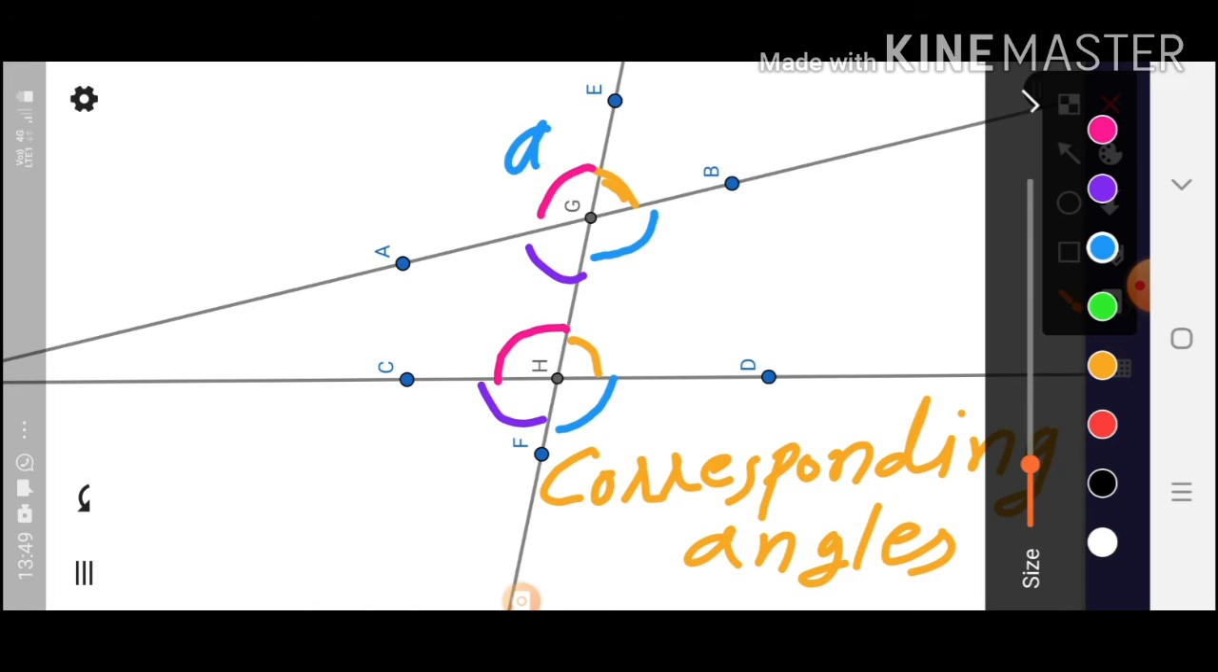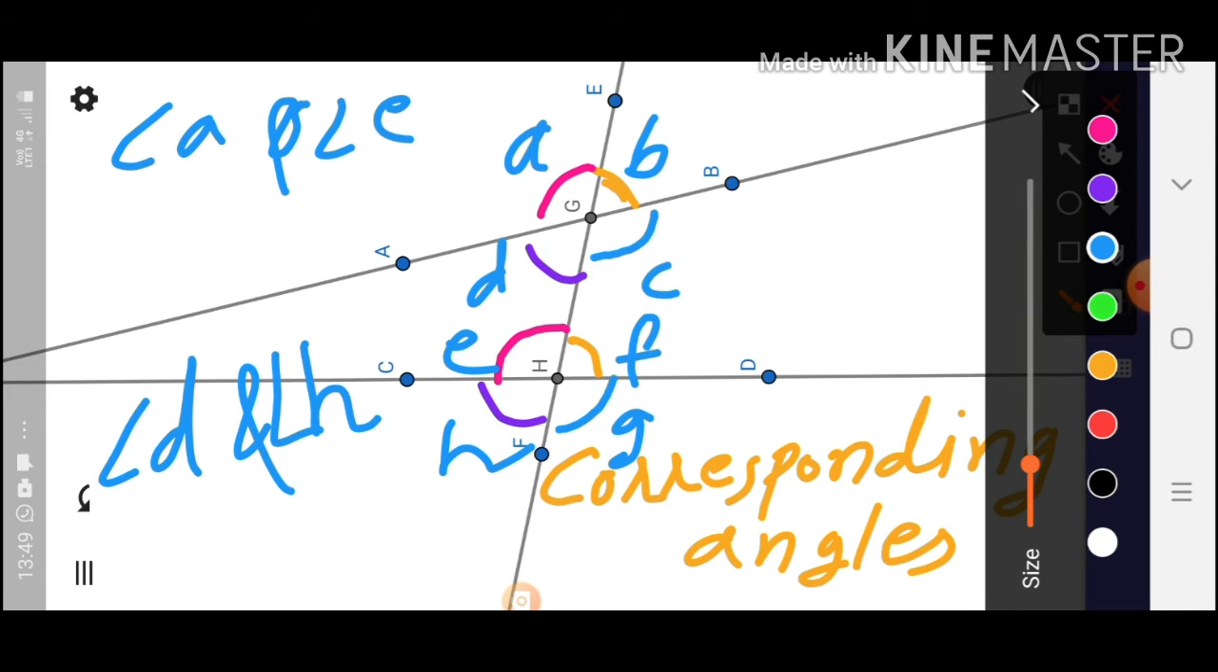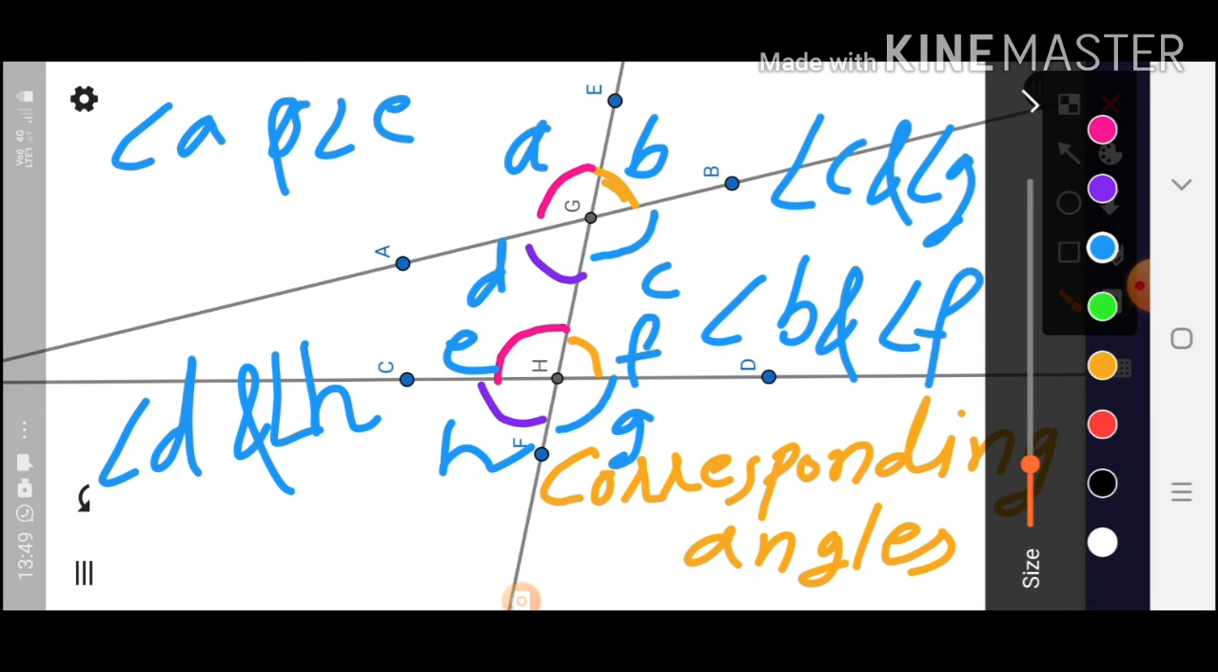You can name them A, B, C, D, E, F, G. Angle A and angle E are corresponding. Now you tell me other pairs. Angle D and angle H. Another one, angle C and angle G, and remaining pair angle B and angle F. So there are four pairs of corresponding angles.